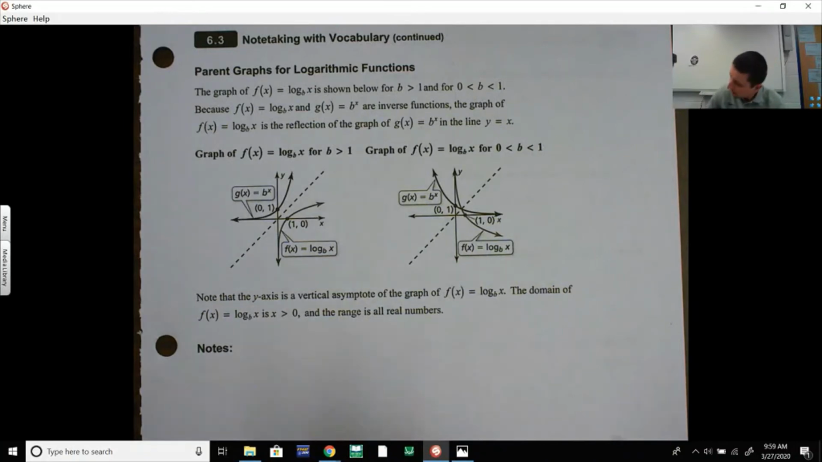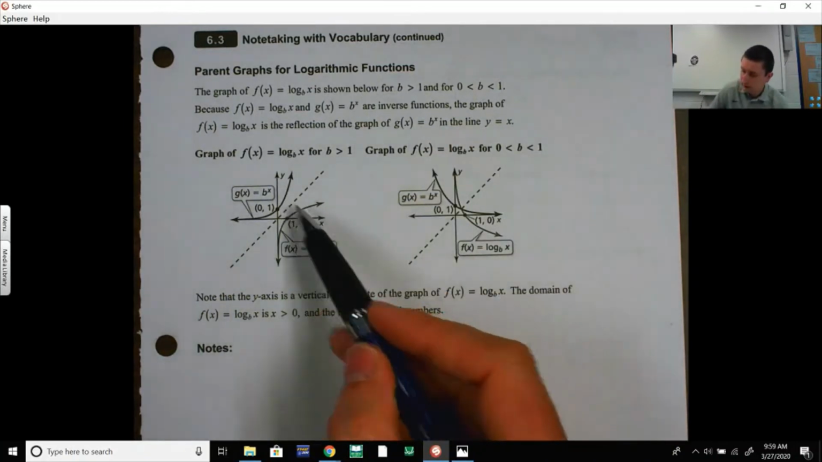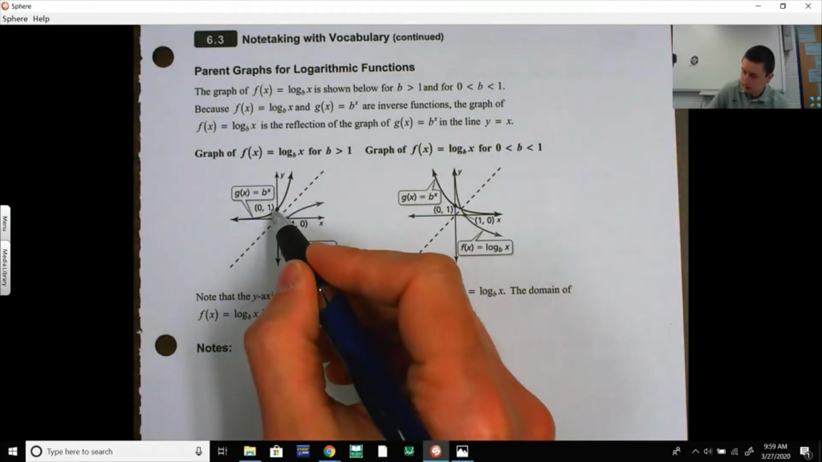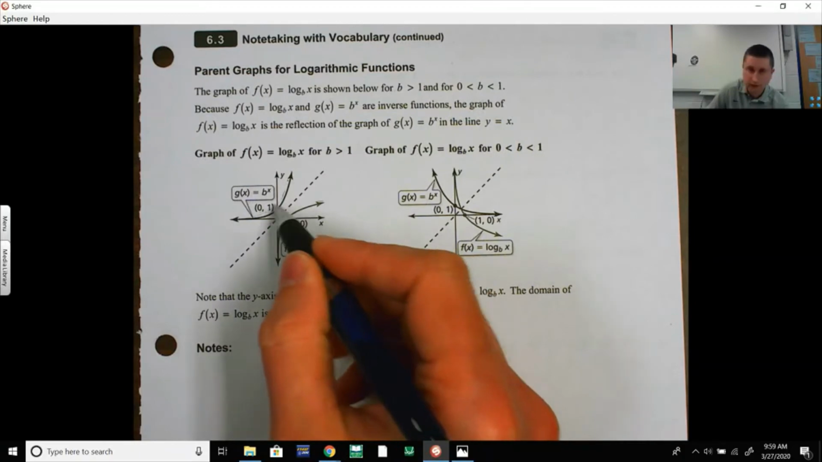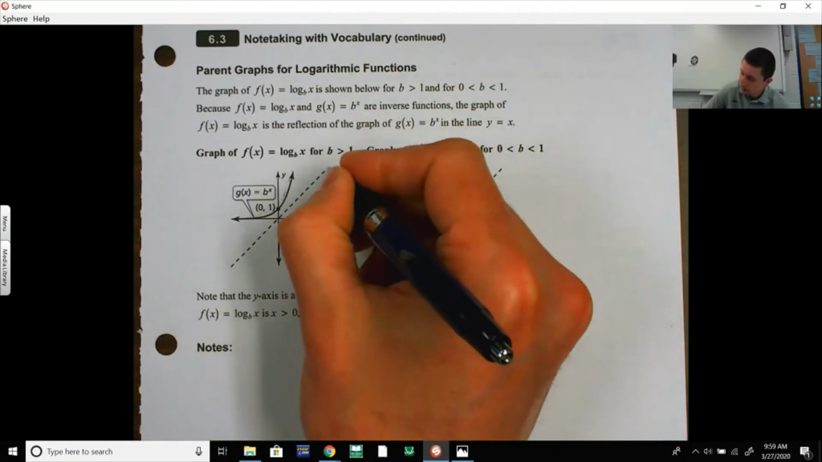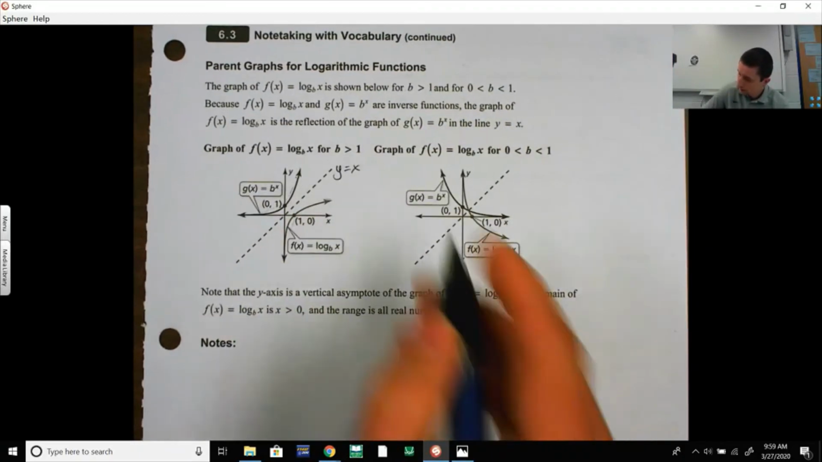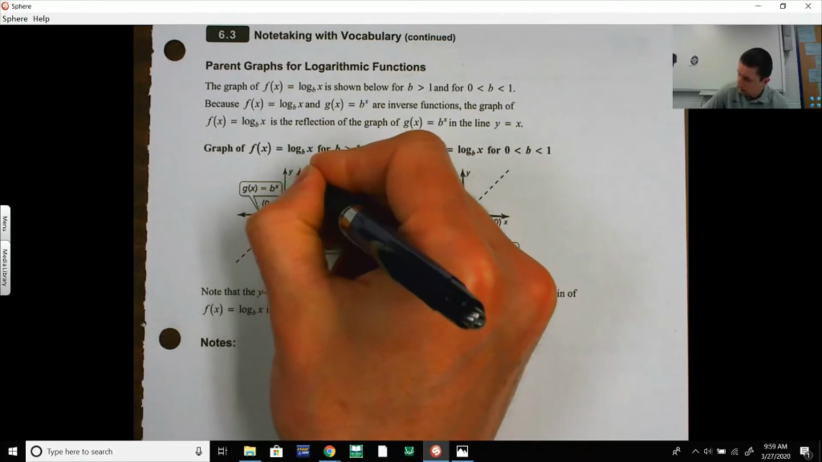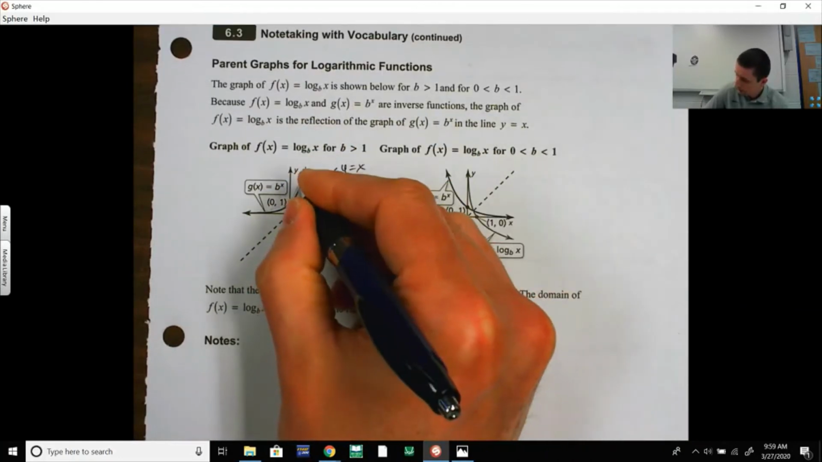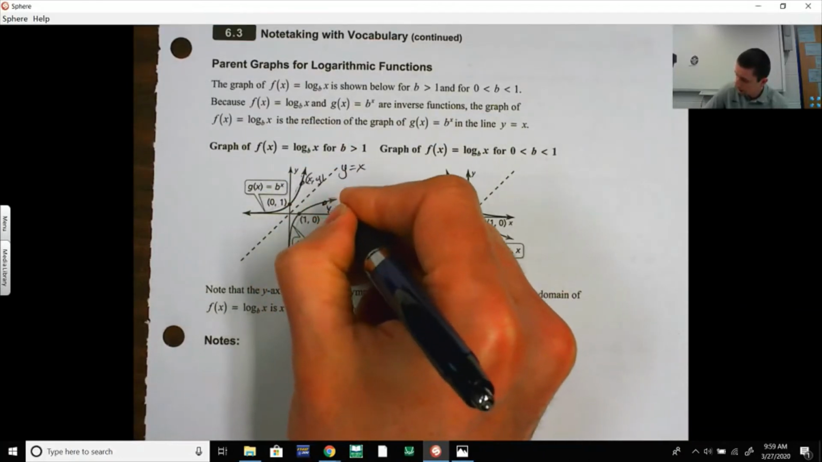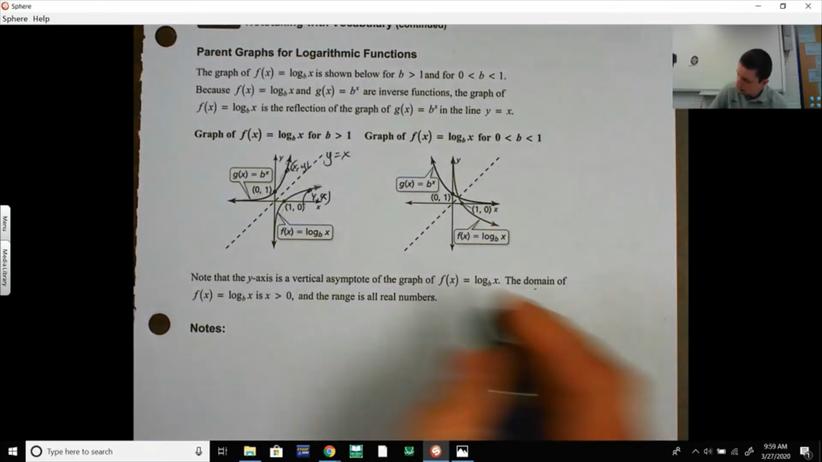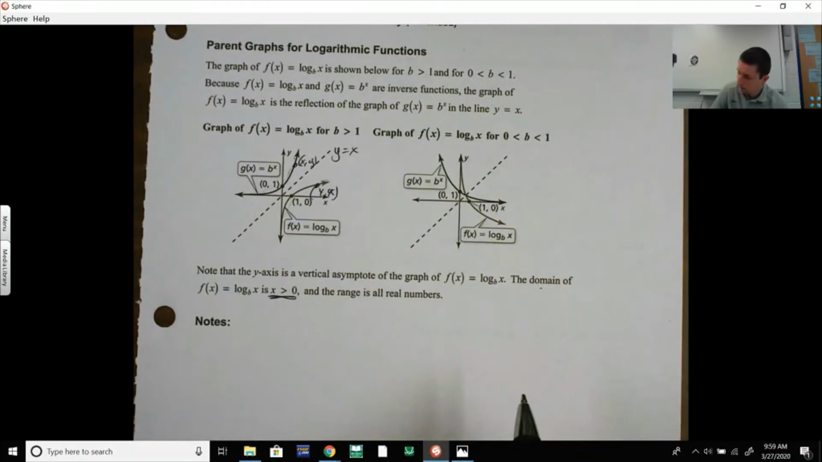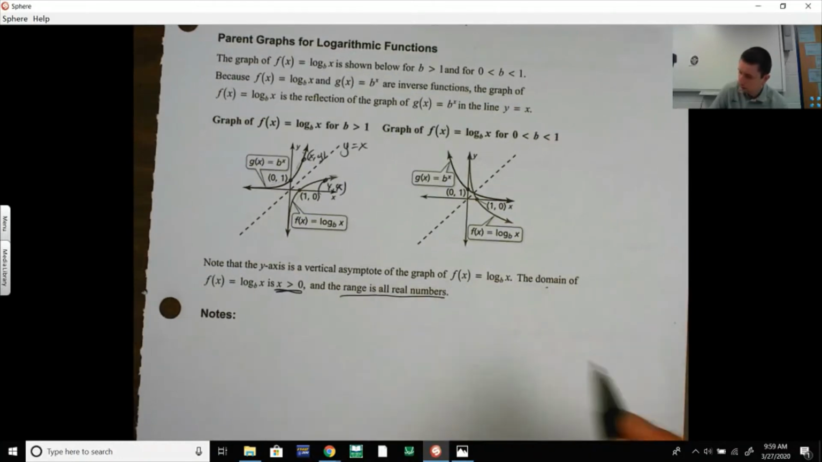Okay. So remember, these are inverses. So if 0, 1 is on the exponential graph, 1, 0 is going to be on the logarithmic graph. They are reflections of each other over the identity function, which is y equals x. If I have a point up here, x, y, that means this point right here has to be y, x. Okay. The domain is x is greater than 0, and the range is all real numbers.